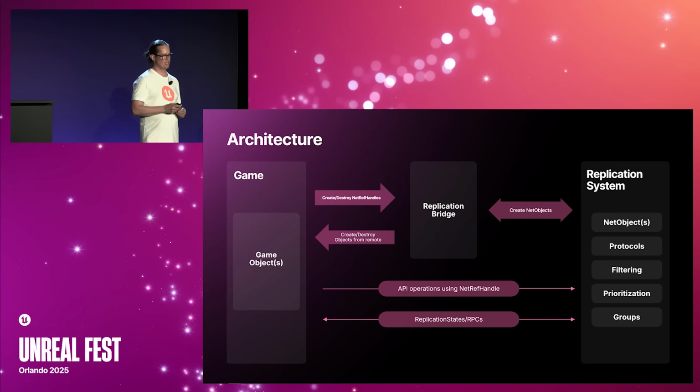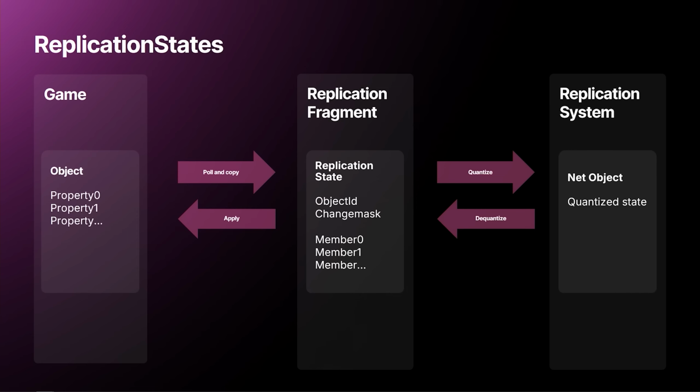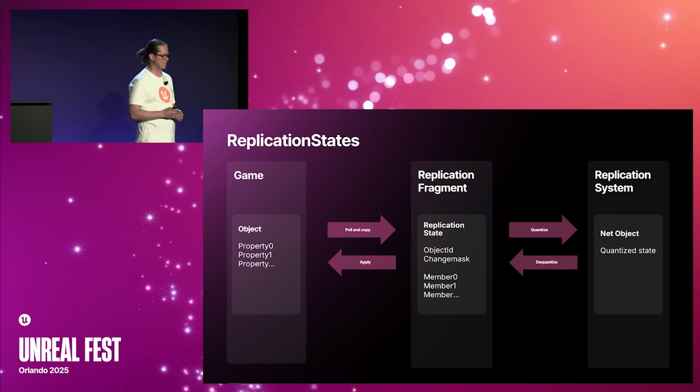When it comes to marshalling the game data to the replication system, we have something we call replication states. And coupled with a replication fragment, which is an instance per game object, well, it's slightly more complicated, but we can think of it like that. We can use the property reflection to copy data to and from the source and target data, as well as perform relevant network callbacks like onReps.